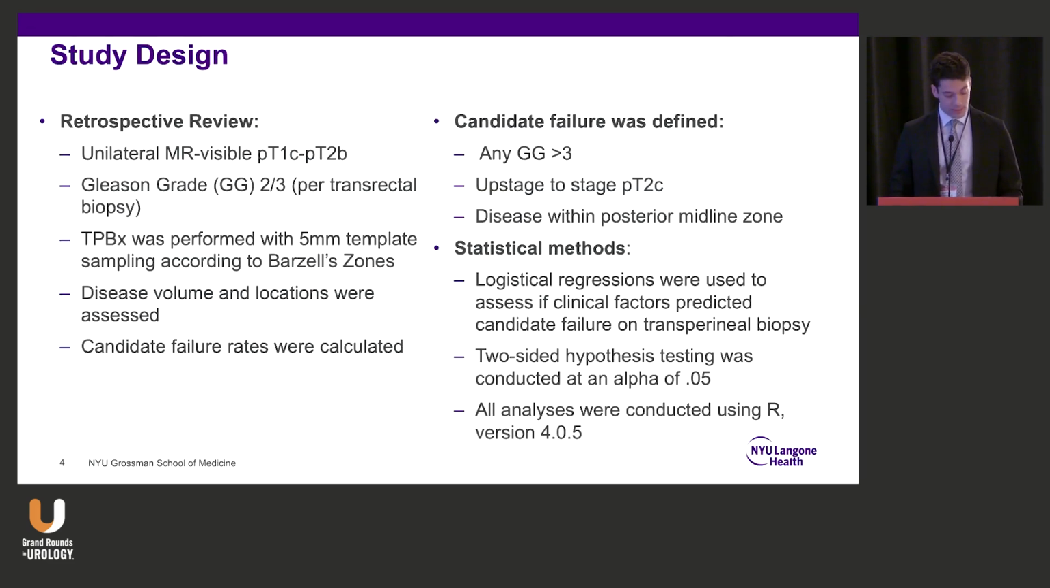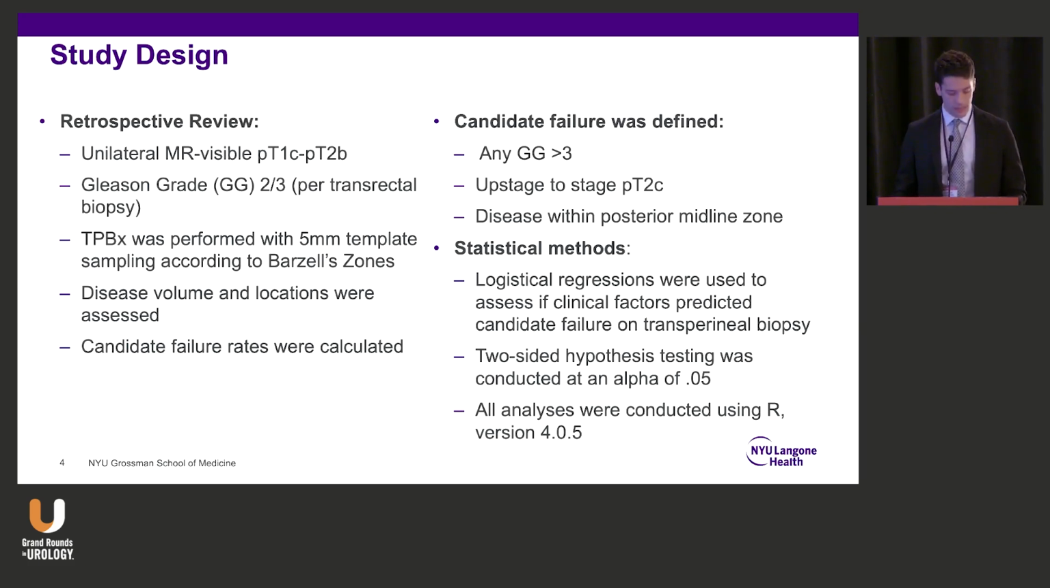The study was a retrospective review of men diagnosed with unilateral MR-concordant PT1C through PT2B, Gleason grade 2 or 3 prostate cancer per transrectal diagnostic biopsy, who were under consideration for partial gland cryoablation. Transperineal biopsy was performed with 5mm template sampling according to Barzell zones and targeted biopsy to the index lesion with 4 samples. Disease volume and location were assessed and candidate failure rates were calculated.